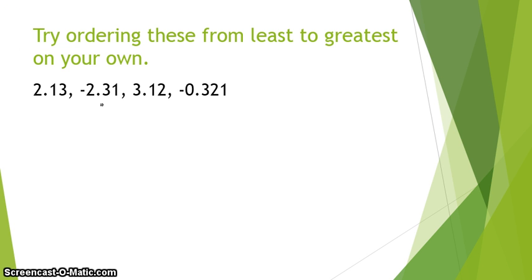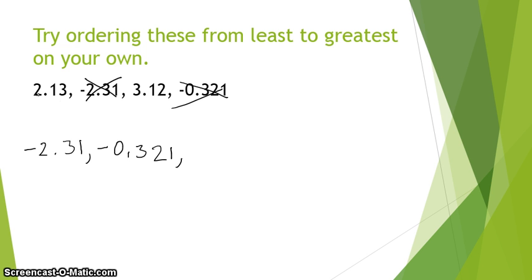So, of course, your negative numbers are going to be the smaller ones. So what is smaller, negative 2 or 0? Well, negative 2 is smaller because it's further away from 0. So I'm going to write negative 2.31 first. I'm going to get rid of it so I don't worry about it again. And then negative 0.321 is next. Now I'm just going to worry about my positive numbers.